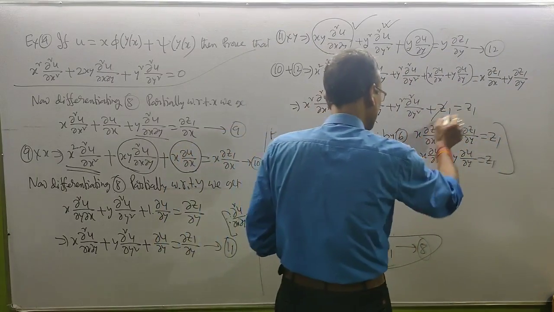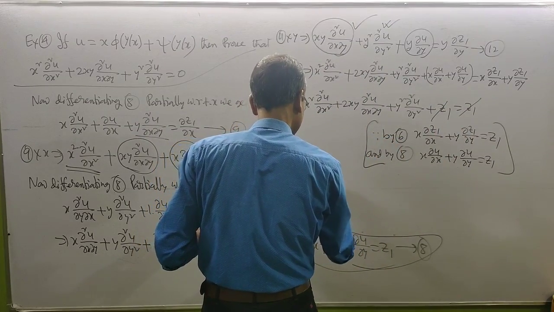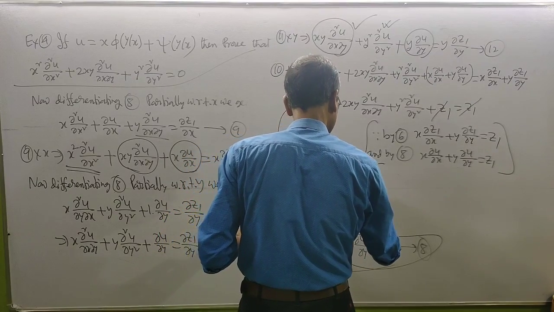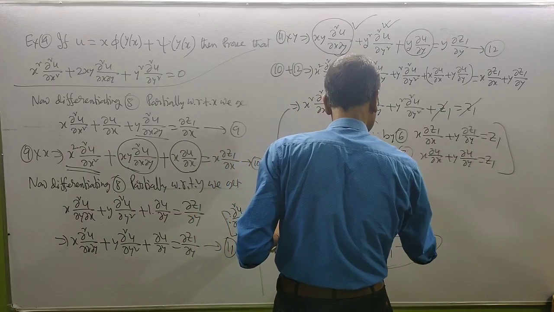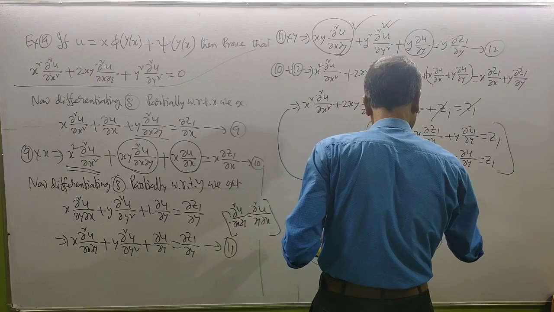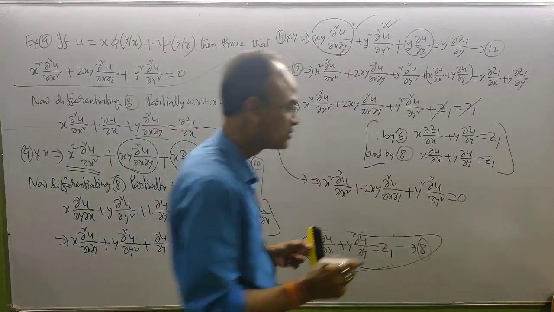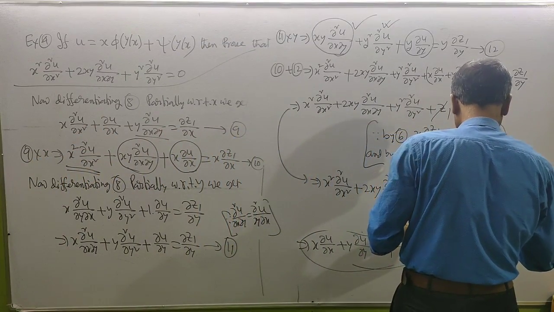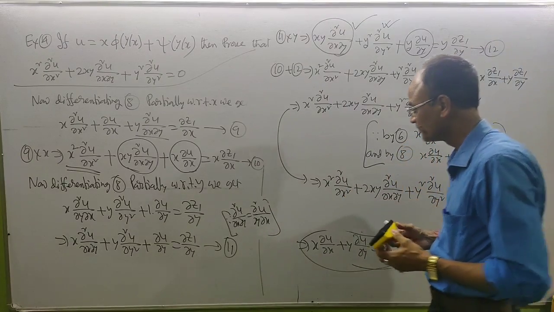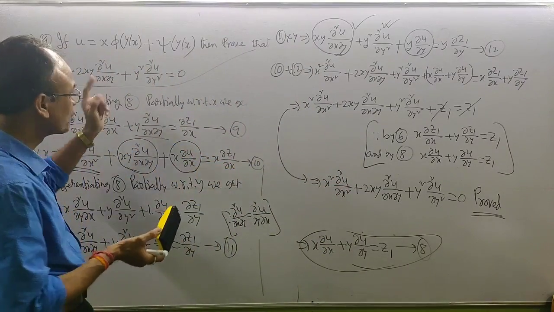This z1 will be cancelled. From this we get x² ∂²u/∂x² + 2xy ∂²u/∂x∂y + y² ∂²u/∂y² = 0. Proved. Therefore, we have proved this.